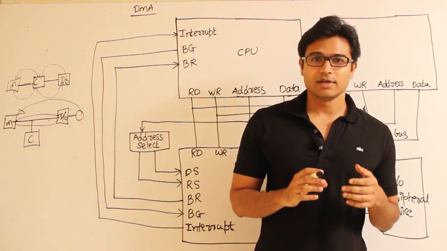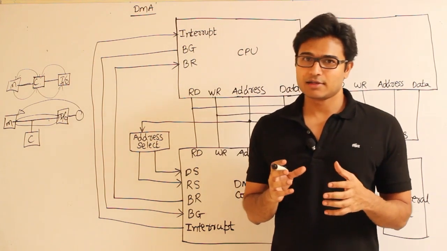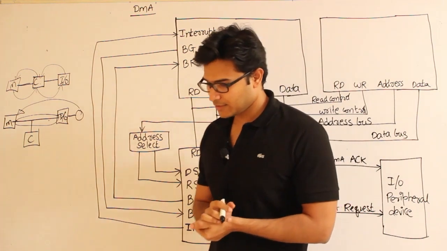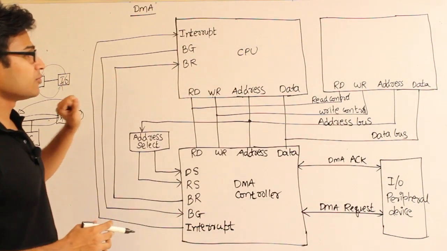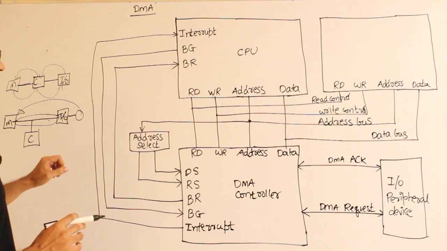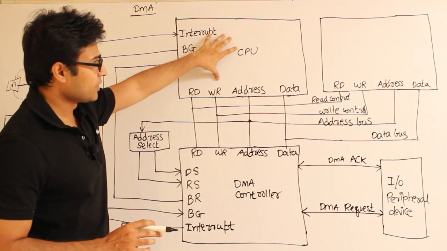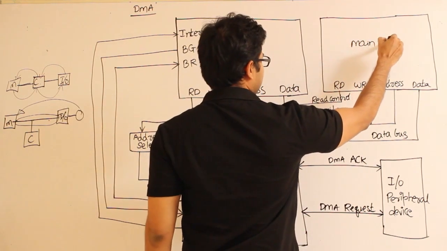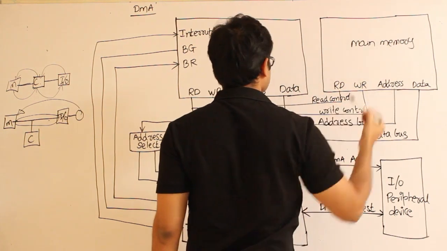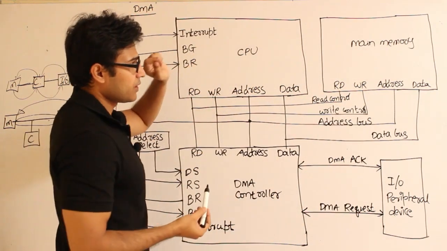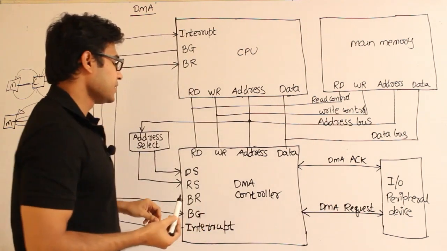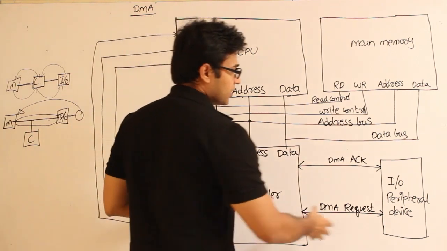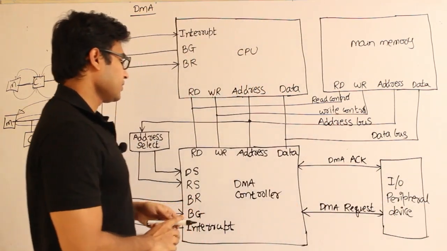Now I'll tell you what are the various internal things required in a DMA controller, and then we can see what is the operation of the DMA. For that reason, I've taken the block diagram here, which will explain all the parts. Now we have the CPU here and we have the memory here. This is the main memory, the RAM. Similarly we have the DMA controller here. The DMA controller is connected to the IO peripheral device, right?